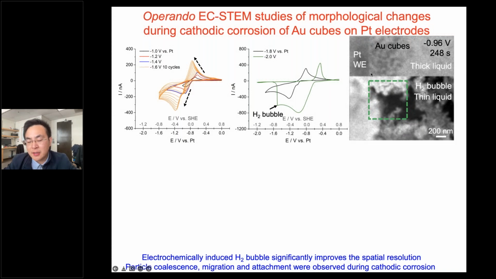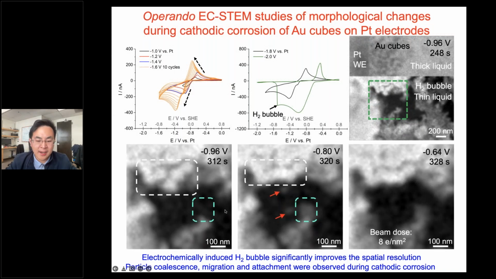You do see a dramatic improvement of resolution going from thick liquid to thin liquid, and we begin to track the dynamics of particle reconstruction and coalescence, and also migration as well as attachment. Here we can see the two particles over here. We are extremely careful in terms of the beam dose. We want to minimize it and ensure no beam damage during electrochemical measurement, so we are at a fairly low beam dose for this study.